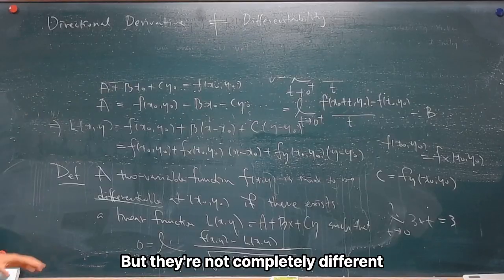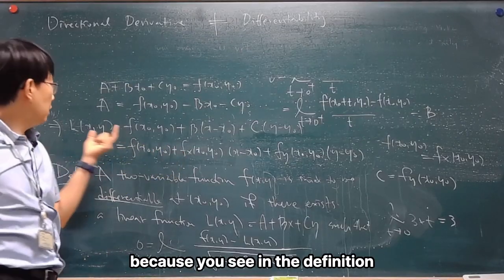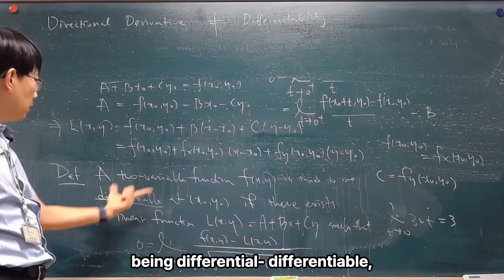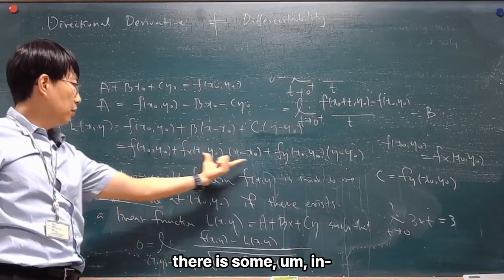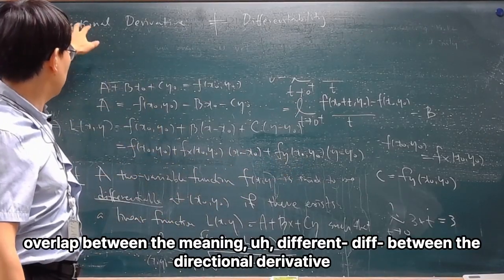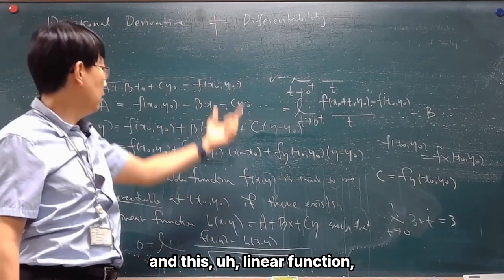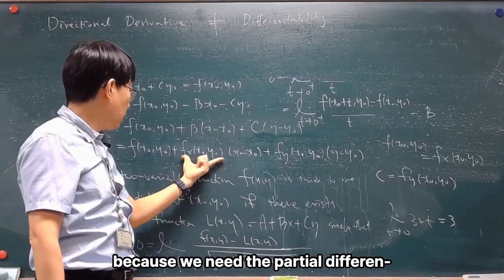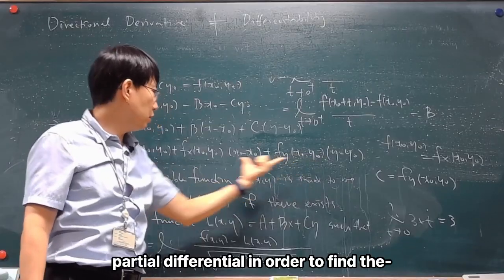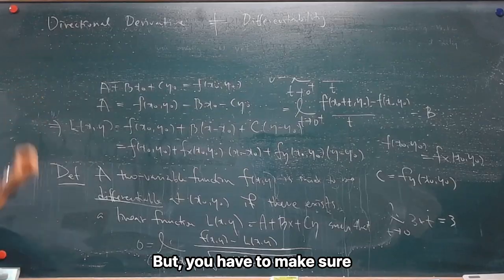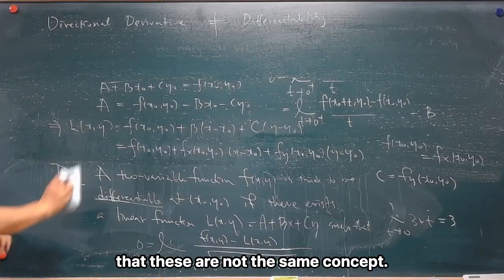But they're not completely different, because you see in the definition of a two-variable function being differentiable, there is some overlap in meaning between the directional derivative and this linear function, because we need the partial derivatives in order to find the formula of the linear function, right? But you have to make sure that these are not the same concept.